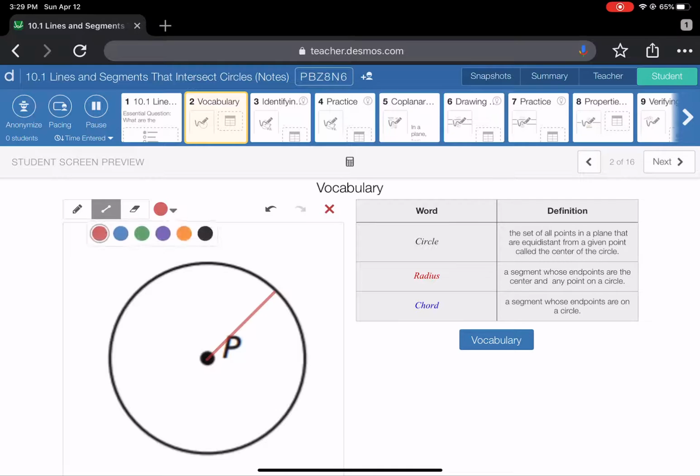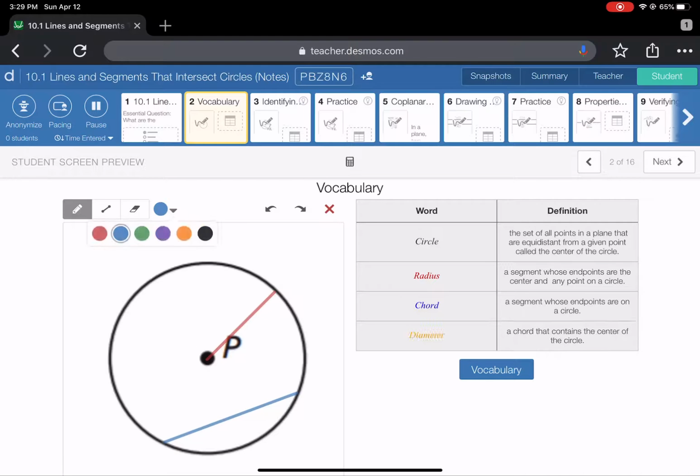Next, we have a chord. A chord is defined as a segment whose endpoints are on a circle. What that means is that the two ends of the segment have to be on the edge of the circle. So this is a chord, because we have one endpoint that's on the circle and the other endpoint is also on the circle. So this is called a chord.